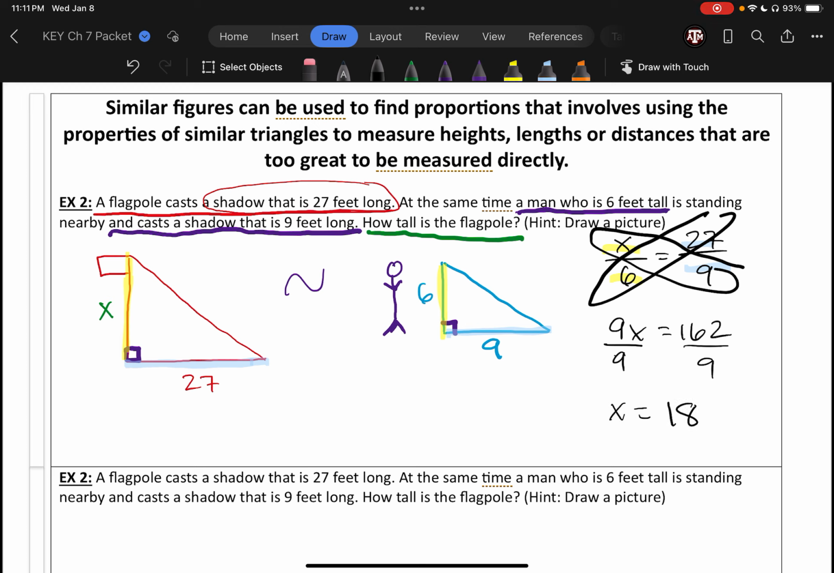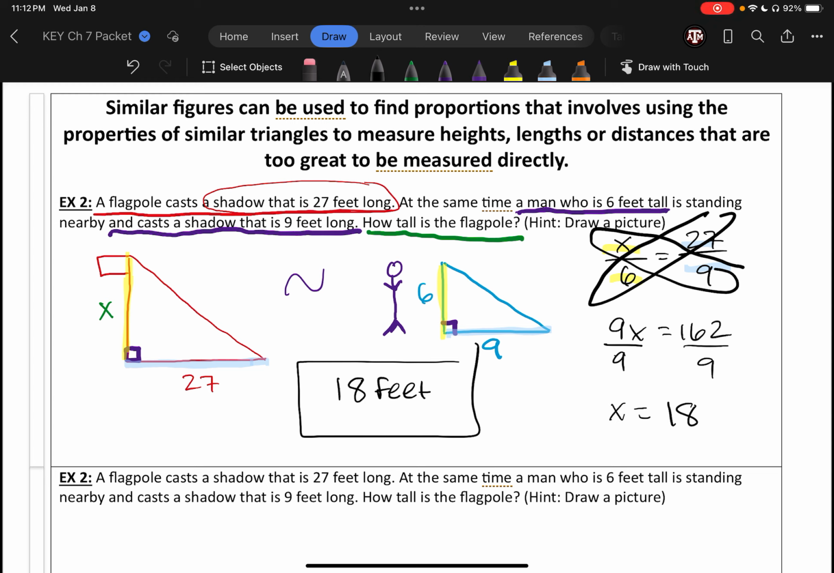What I always tell my students is after you find x, reread the question. Make sure that you've answered the question. The question asks you, how tall is the flagpole? The flagpole is 18, but 18 what? You need to be specific. Look at the units in the problem. In the word question, 18 what? Inches, centimeters? In the word problem, you're going to see the word feet. So it's 18 feet. To answer the question, how tall is the flagpole? It is 18 feet tall, right?